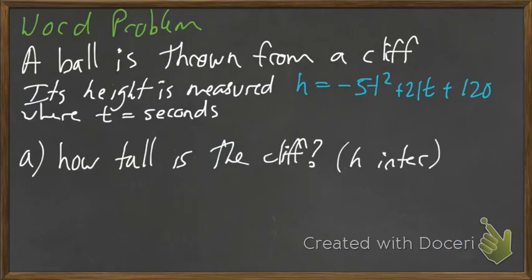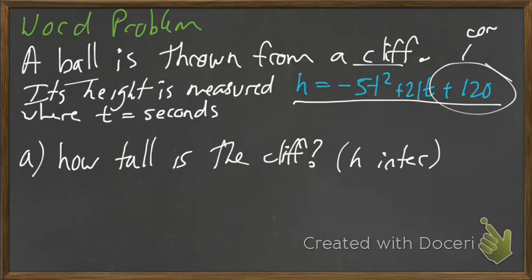Of course, you're going to have word problems in many cases. So looking at this one. A ball is thrown from a cliff. Its height is measured with a function, h = -5t² + 21t + 120. That 120 is a constant, so that should automatically give you some form of hint as to what's going on in the question. I mean, the ball's being thrown off a cliff. That constant, maybe it should make sense. Height is also measured in meters, I should say that.